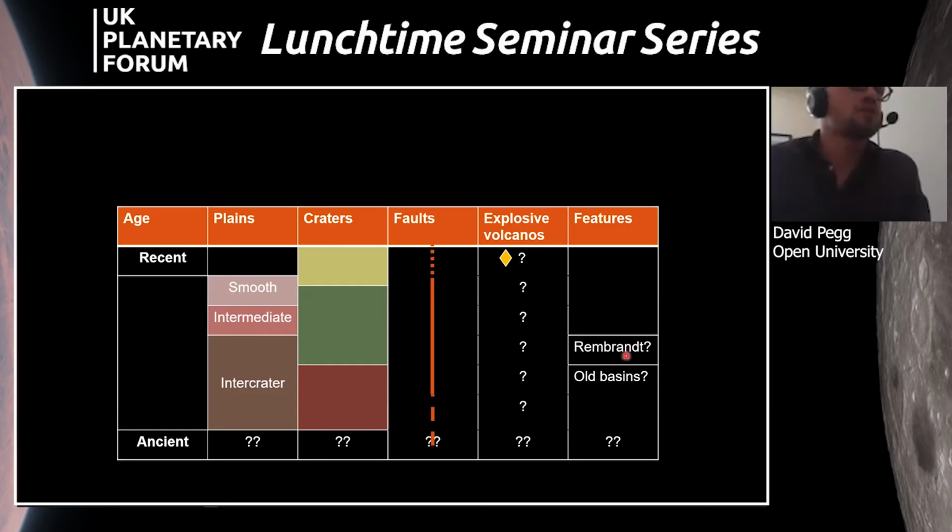And then you can get timing of when the older basins were, Rembrandt, and some of the volcanoes and the tectonic activity. So you can start to build up a story of how the planet evolved by looking at those relationships.